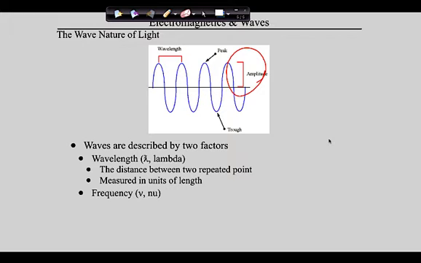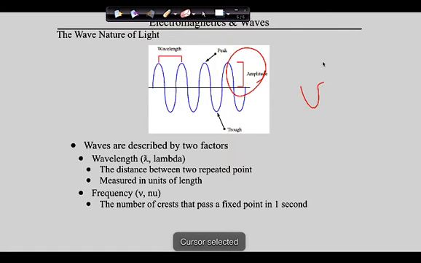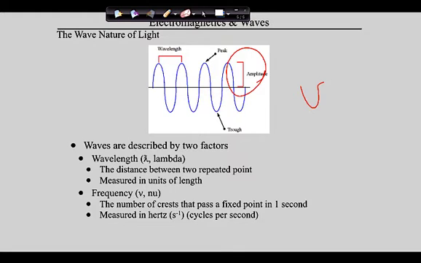Frequency. And guys, frequency is abbreviated with the lowercase Greek letter nu. That is not a V. That is the lowercase Greek letter nu. And frequency then is the number of waves that pass, well, crests, but waves. The number of waves that pass a fixed point in 1 second. And guys, the units for this are measured in hertz or inverse seconds. So those inverse seconds are actually called hertz.